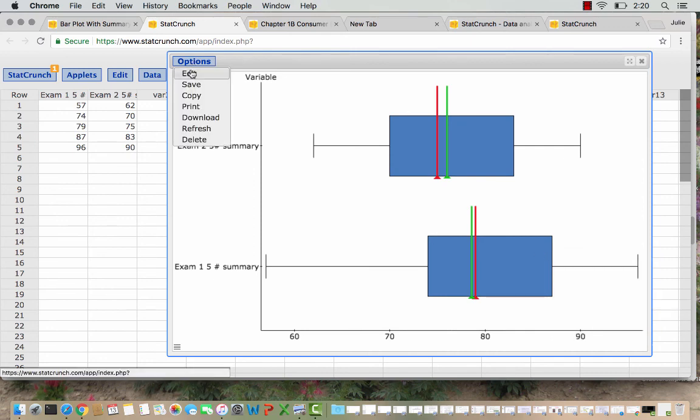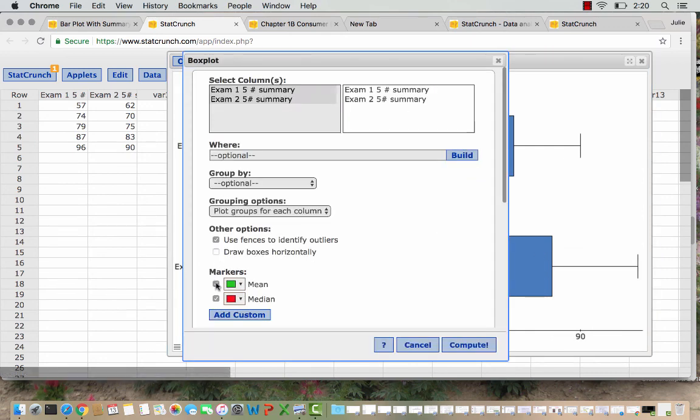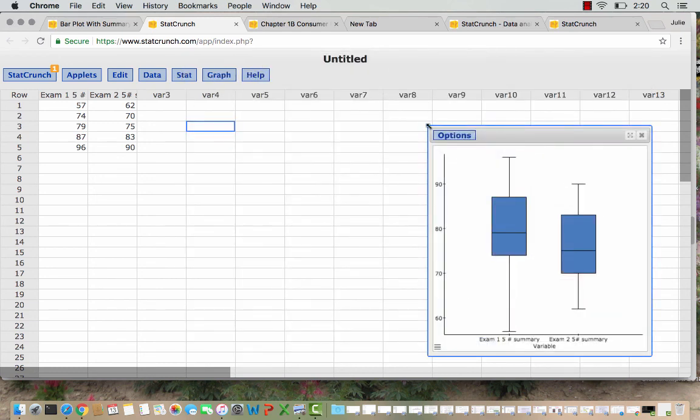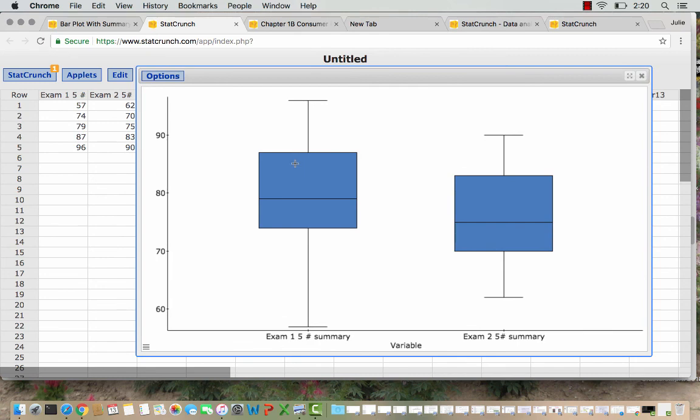And if you want to do the vertical comparison, just uncheck draw boxes horizontally. I'll uncheck the mean and the median, and we can adjust and see it does look like the boxes are about the same width.